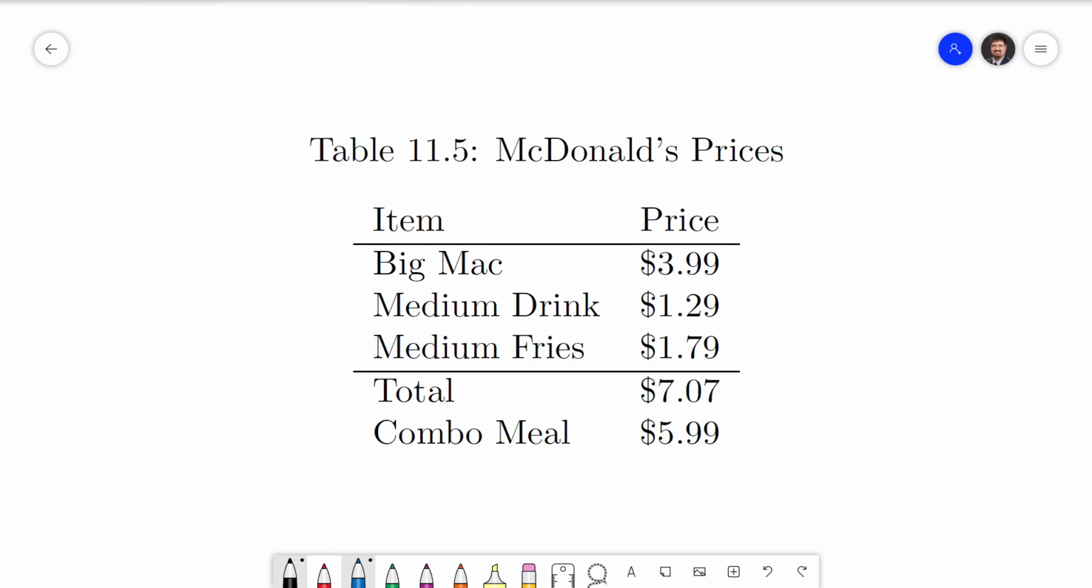I did a little research and found out what the prices for McDonald's items are, as an example. The Big Mac is $3.99, medium drink $1.29, and medium fries $1.79. Buying all of those things on their own as components would bring the total to $7.07, whereas those 3 items are sold together as a combo meal for $5.99. This is effective for McDonald's because fries and drinks have a relatively low marginal cost compared to Big Macs. At the same time, they still offer the drink by itself for a thirsty customer who just wants to buy the drink and isn't interested in any food.